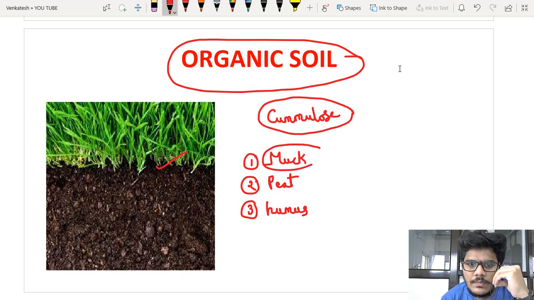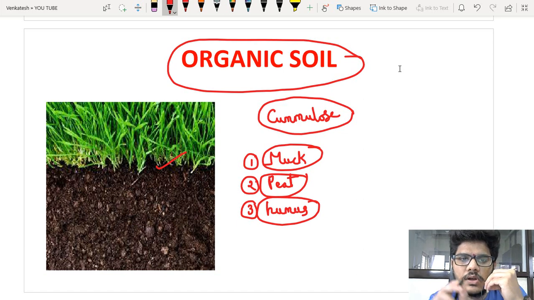Muck is nothing but organic plus inorganic matter, and peat is nothing but having high organic matter. Humus is nothing but topsoil having partially decomposed organic matter. So these are the 3 points that we have to remember in organic soil.